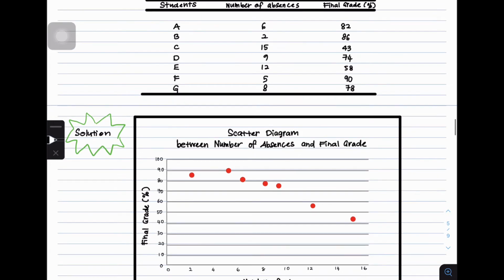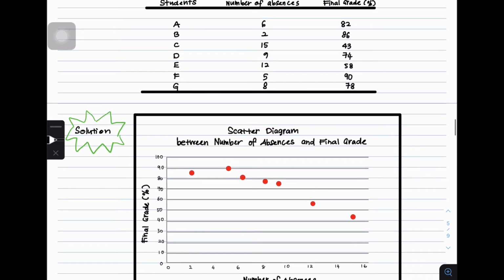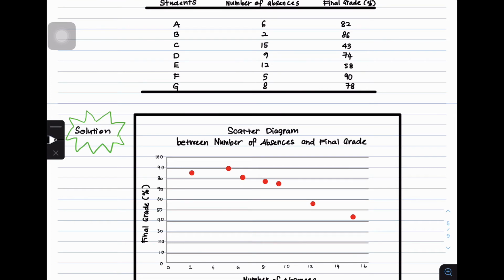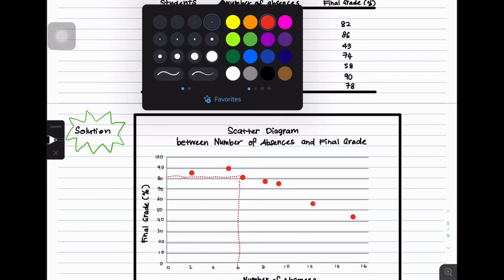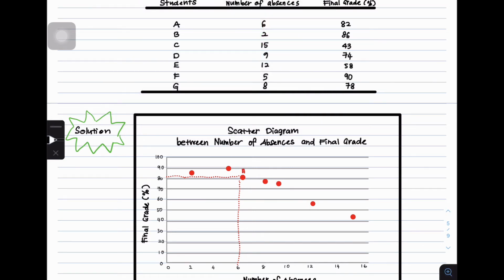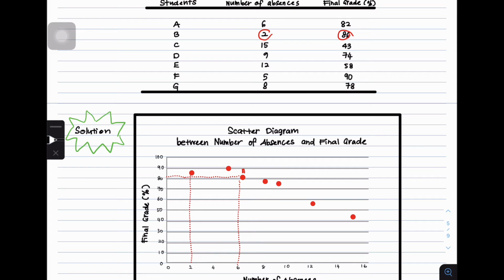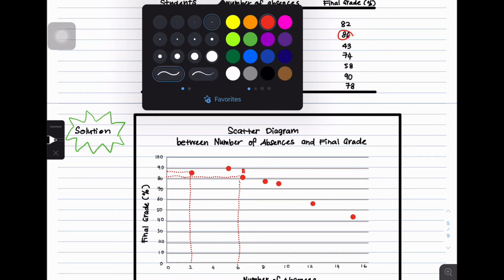See, for the first student, number of absences is 6, final grade is 82. So you tengok dekat mana X is 6 tapi Y dia adalah 82. So you see X is 6 here, and Y is 82. Kita agak-agak kat sini. So this one is A, which means the student A. We plot for student A here. And then number of absences is 2, markah 86. So nak plot, kita carilah X2, Y86 kat mana. So X2 is here, Y86 kita agak-agak dekat sini. So this one is for student B.